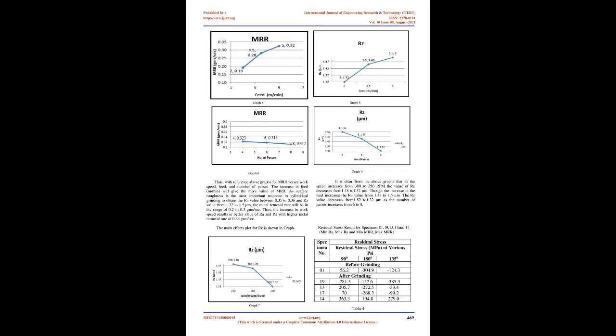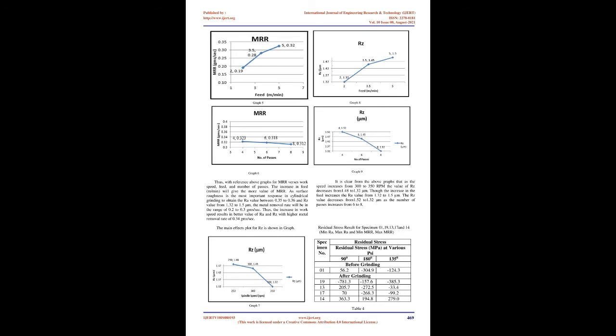MRR is calculated by taking the difference in the weights of the workpiece, before and after grinding, and dividing by the time required for machining the workpiece. With reference to above graph, as the speed increases from 300 to 350 rpm, the value of RA decreases from 0.362 to 0.352 µm. With the increase in feed leads to increases the RA value from 0.357 to 0.39 µm.